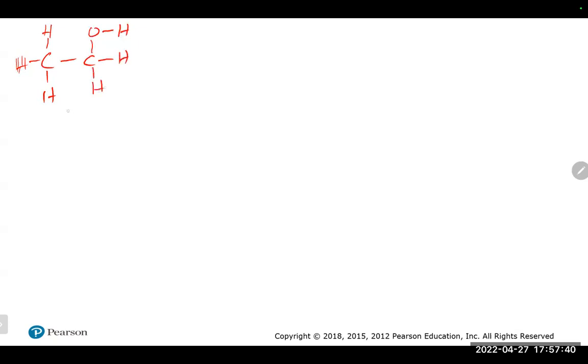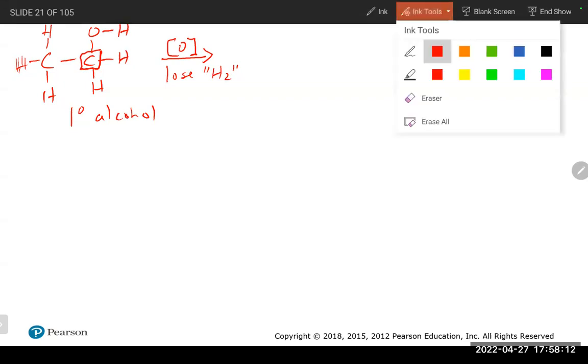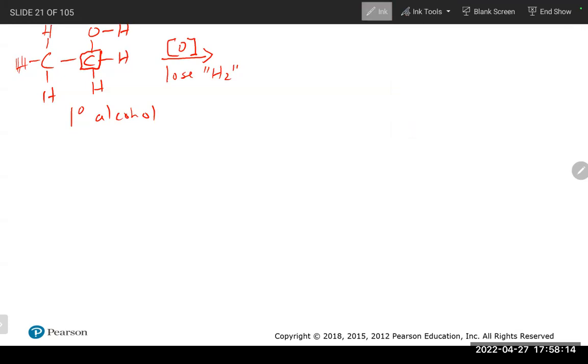So once again, this would be a primary alcohol. If we look at the carbon right here that has the OH group directly attached to it, it is just one carbon. And what happens when we do the oxidation here is that it's also sometimes symbolized by the little brackets with the O in it. It is the loss of H2 that we are looking for here. And 100% of the time in this type of reaction, it pretty much always occurs the same way.